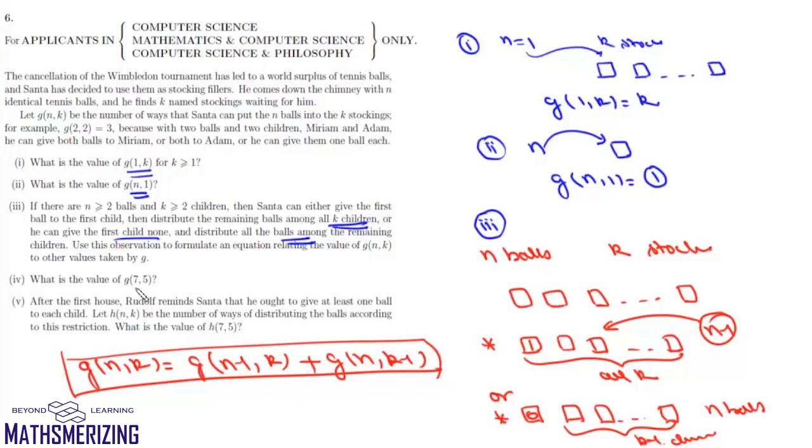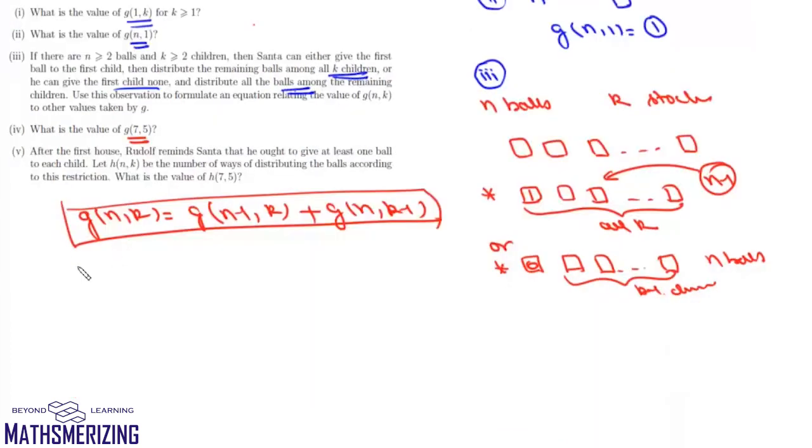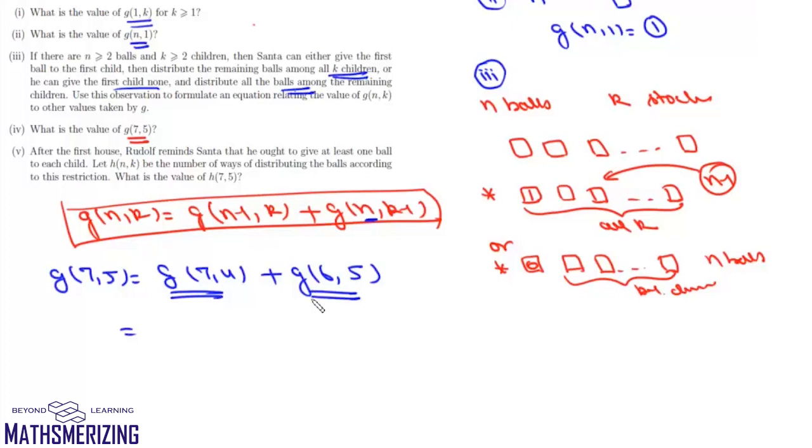Now this fourth one is, what's the value of G(7,5)? Now we can use this recurrence relation to find G(7,5). So this G(7,5) will be G(6,5) plus G(7,4). Now again we'll use the recurrence relation here. We'll get G(5,5) plus G(6,4).